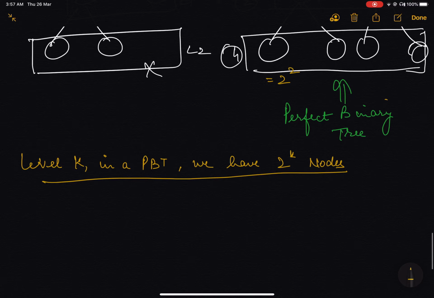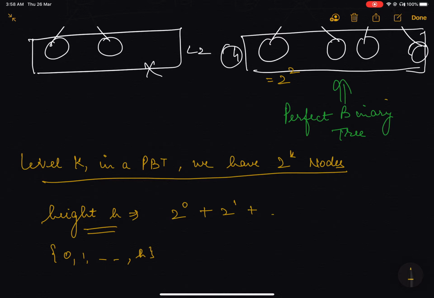Thus, if a binary tree is a perfect binary tree and has a height h, this means that the binary tree has levels from 0, 1 up to h. This means that the number of nodes in the perfect binary tree of height h is equal to 2 to the power 0 plus 2 to the power 1 up to 2 to the power h, which is nothing but 2 to the power h plus 1 minus 1.